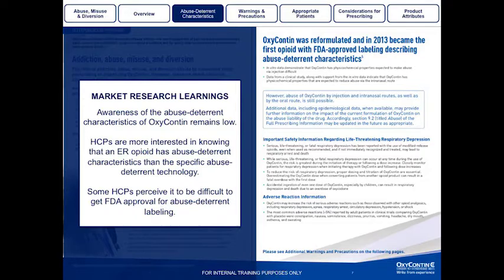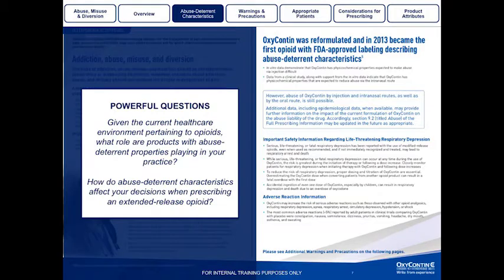There are 3 key learnings from market research that informed this spread. Awareness of the abuse-deterrent characteristics of OxyContin remains low. HCPs are more interested in knowing that an ER opioid has abuse-deterrent characteristics than the specific abuse-deterrent technology. And some HCPs perceive it to be difficult to get FDA approval for abuse-deterrent labeling. Some powerful questions to facilitate discussion are, given the current healthcare environment pertaining to opioids, what role are products with abuse-deterrent properties playing in your practice? And how do abuse-deterrent characteristics affect your decisions when prescribing an extended-release opioid?